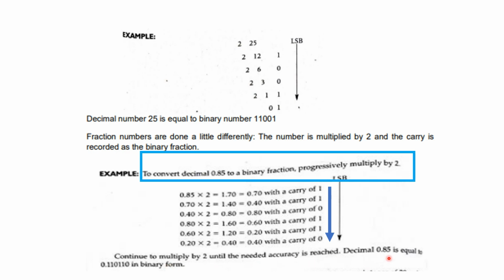So therefore, decimal 0.85 is equal to 0. So a while ago, how did we get the decimal? It's from below. In a fraction, how are we going to get the binary? It's from the top here. So 1, 1, 0, 1, 1, 0.